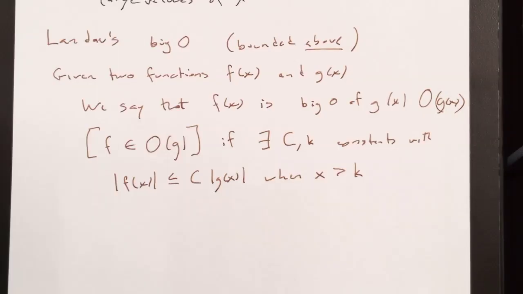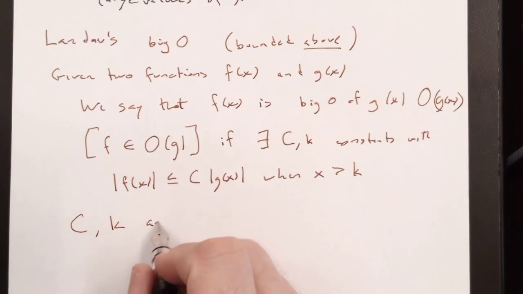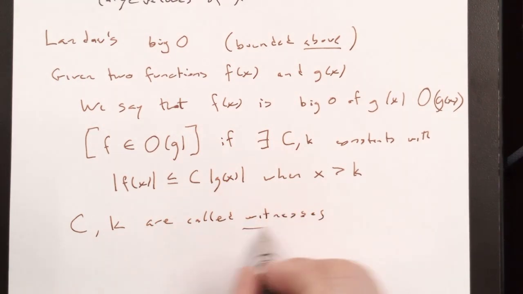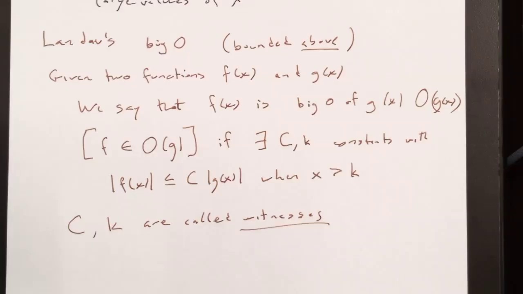This reads like it was written in Farsi. I have no idea what this is talking about. You've got to be kidding me. This makes sense? Wait a minute. The c and the k are called witnesses. And my goal is to, for each possible function, figure out how to get this inequality and where I need to be to make it happen.